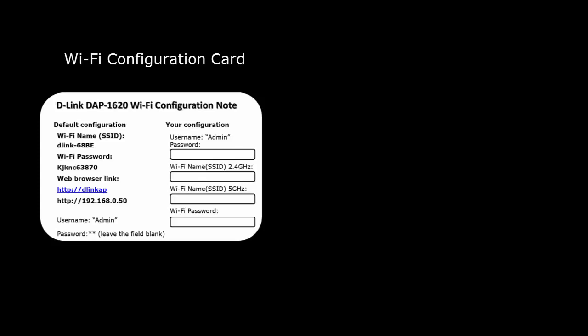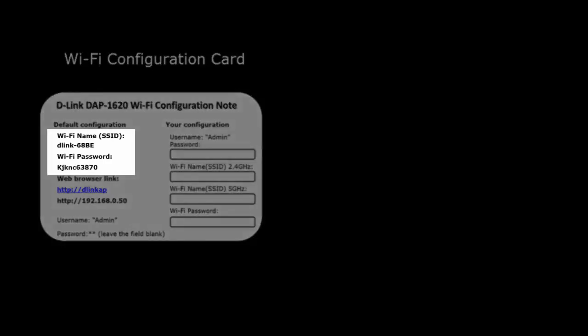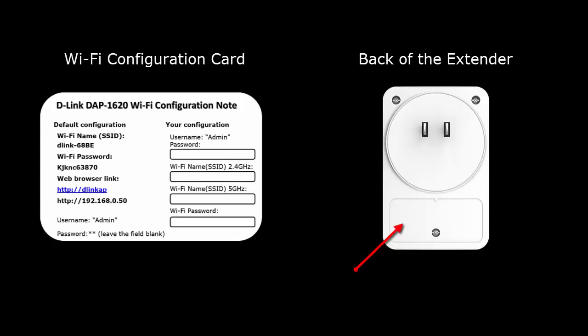Your range extender should have come with a configuration card that has the default wireless network name and the password listed. You'll need this when we're connecting to the signal of the extender. In the event you don't have that card, the same information is also listed on the back of the extender.